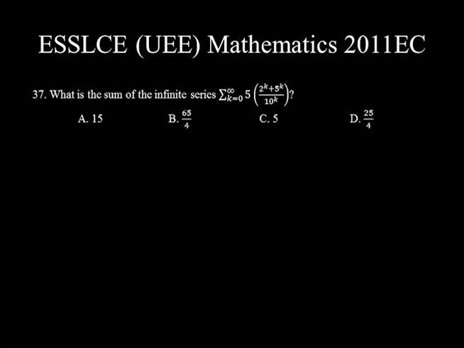Question number 37. What is the sum of the infinite series summation of 5 times 2 to the power of k plus 5 to the power of k divided by 10 to the power of k, k ranging from 0 up to infinity? The infinite geometric series summation of a times r to the power of k, k ranging from 0 up to infinity, is equal to a over 1 minus r.